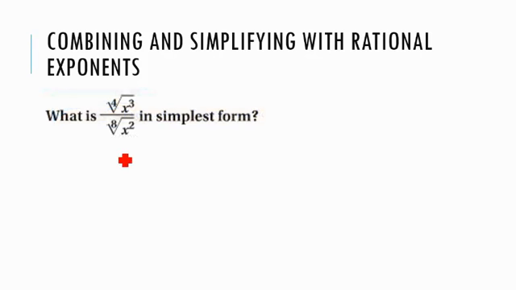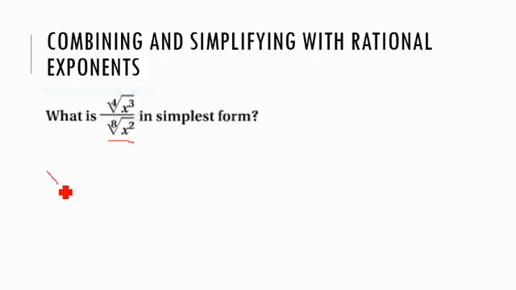So sometimes when you see an expression in radical form, it may look very confusing. For example, what is this expression in simplest form? And when you look at it, the way it's written, it's very difficult to say, oh, this is the answer. So what we can do is write it in rational form with rational exponents and use our properties of rational exponents to simplify it. And then if necessary, rewrite it in radical form.